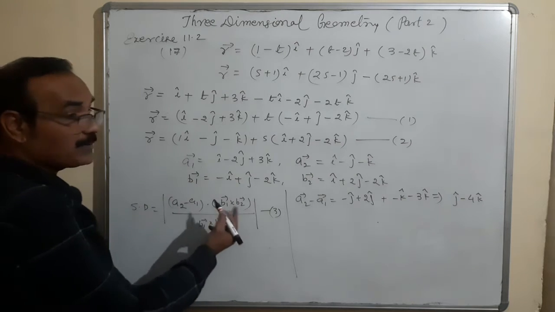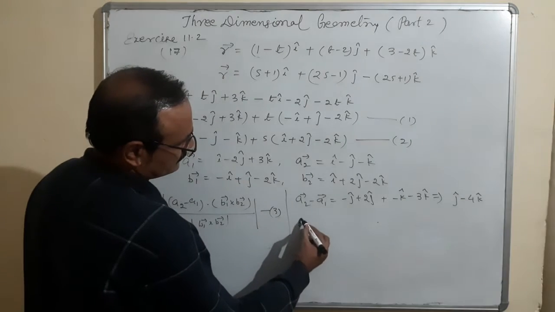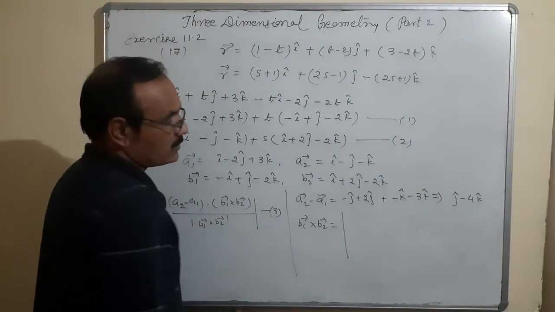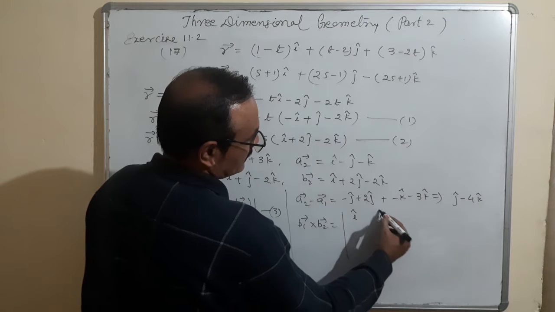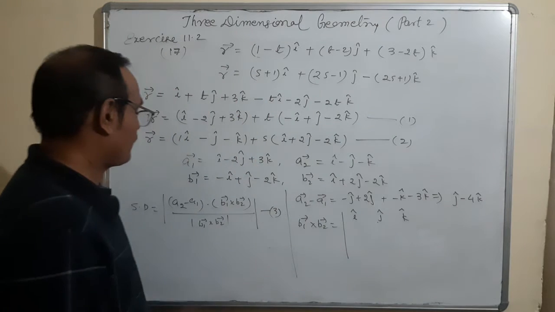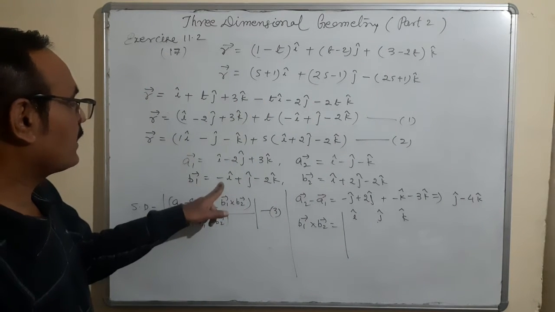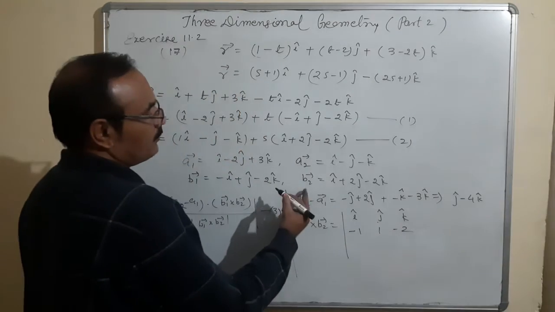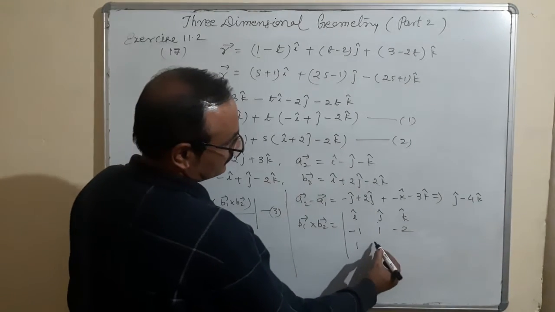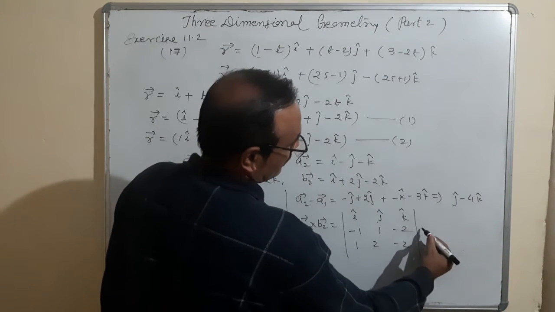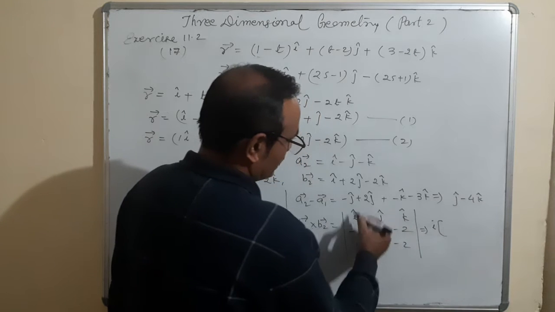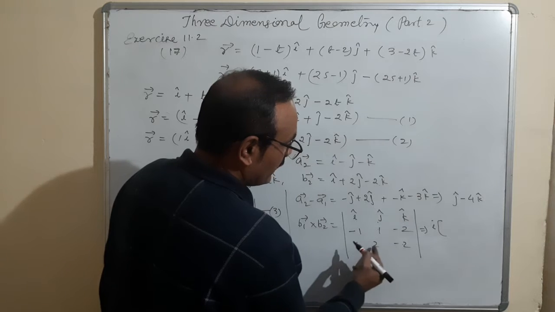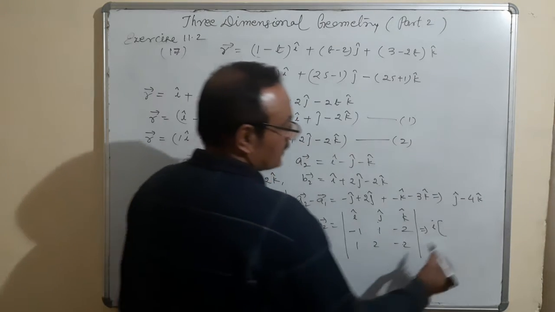Now we are going to find B1 cross B2. We'll use the cross product with i, j, k. B1: scalar components minus 1, 1, minus 2. B2: 1, 2, minus 2. Okay. So with i, leaving this column and row, minus 2 and it is plus 4. That means it is 2.